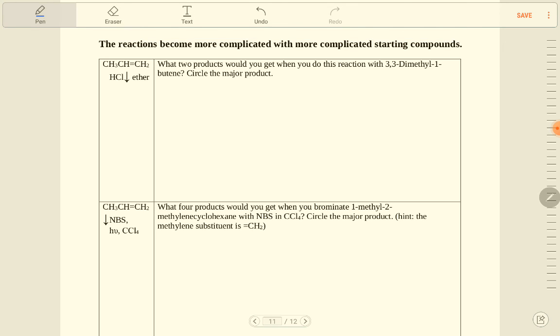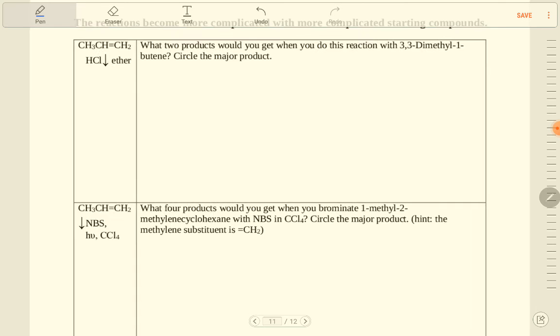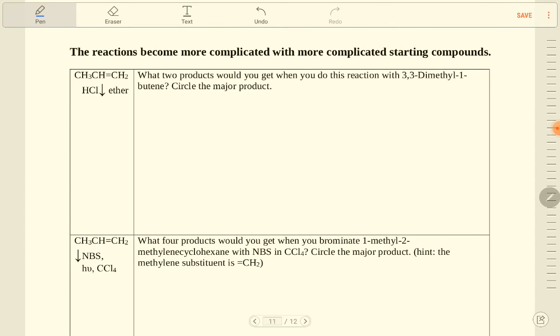Okay. Now the reactions become more complicated with more complicated starting compounds. So let's work on some of those. Here we have this compound, CH3, CH, CH3, and Cl. This is the product, and how do we get that? So we have H3C, C, CH3, CH3, CH, C.